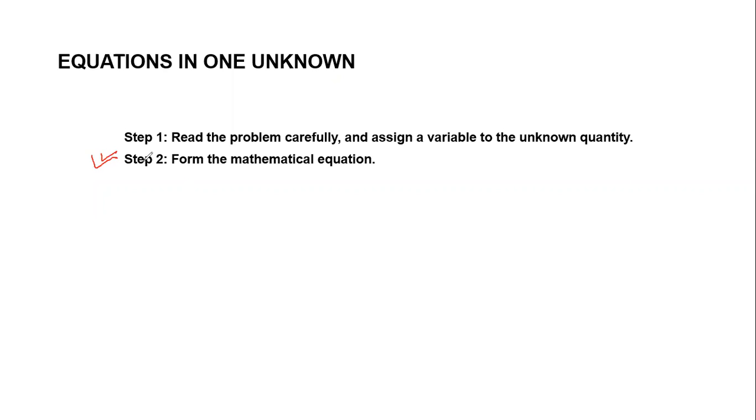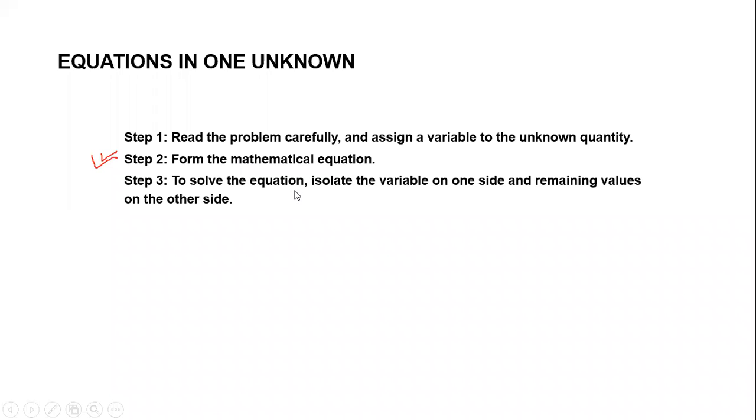The very basic algebra that we solve. The third step will be to solve the equation. You isolate the variable on one side and the remaining values on the other side. So these are the very basic steps to solve any particular equation. You assign a variable, you form a mathematical equation, and then you isolate the variable on one side and the remaining values on the other side, and hence you get the value for that variable. So let's see a few examples and try to understand how we actually solve a linear equation.